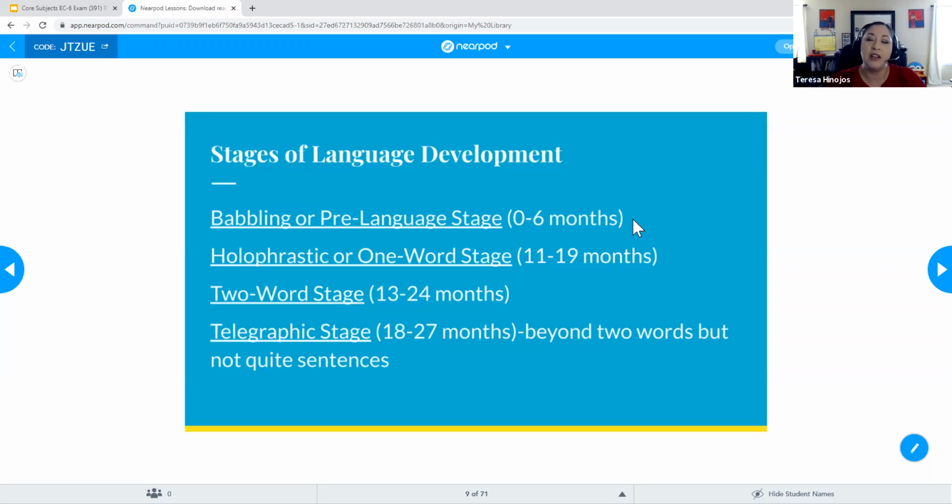So this is something that, for example, when you take your baby to the doctor, they're checking to see if your child is hitting these milestones. So in these age ranges, this is kind of where these things should be happening. So the next stage would be the telegraphic stage, and that is beyond 2 words, but not quite sentences. So in other words, I guess if a baby could say like, give milk me. They don't get all of the parts of the sentence, but they understand the meanings of the words. So that would be in the telegraphic stage.